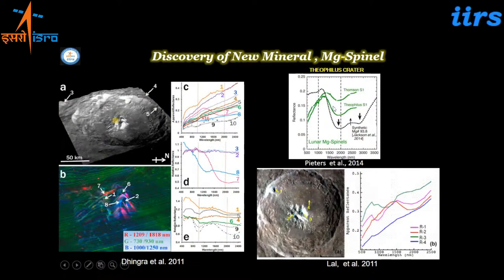It is characterized by a broad absorption feature at around 2000 nanometer. And these are the color composite images from the M-Cube data. And these are the spectra acquired from various craters, this is for Theophilus, this is for Thomson crater. And these are the associated mineralogy that were present along with this magnesium spinel.